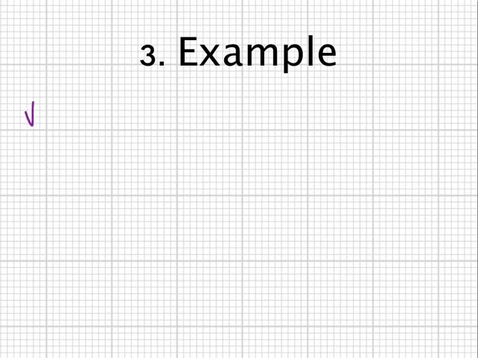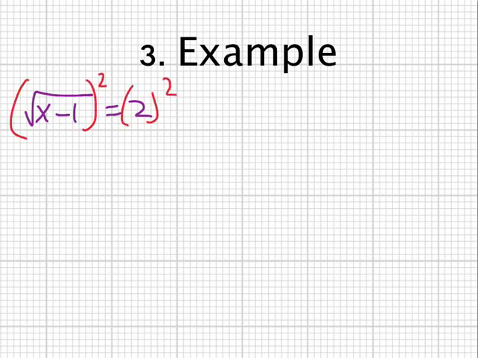So let's say I have the square root of x minus 1 equal to 2. First step, isolate the radical. I've already got that taken care of. The radical's by itself on the left-hand side. So the next step is I'm going to square both sides. The reason I'm squaring is because I have a square root, not a cube root. When I square both sides, the radical goes away, leaving me with x minus 1 equal to 2 squared, which is 4. Add 1 to both sides, gives me x equal to 5.